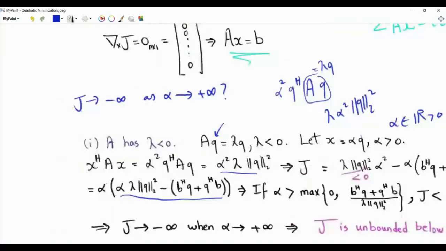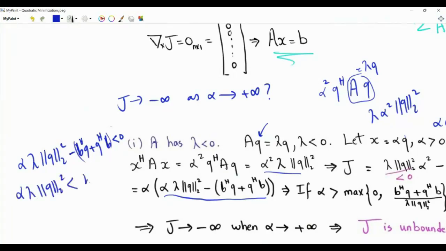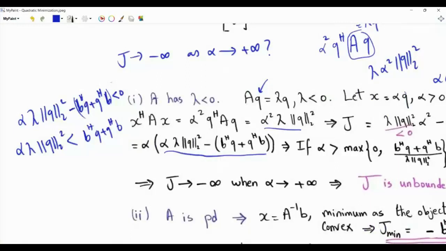Okay, and so can we make this bracket negative? Here is alpha lambda, the L2 norm of vector Q, minus P Hermitian Q plus Q Hermitian B. Can we make this thing less than 0? Well, move this to the other side. So alpha lambda, the L2 norm squared of Q, is strictly less than P Hermitian Q plus Q Hermitian B. Okay, and then divide by the L2 norm squared of Q.